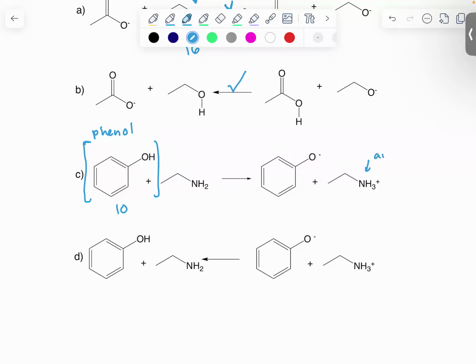It is an amine. What kind of amine? It is a protonated amine. What is the pKa of a protonated amine? 10.6. What is the difference between our two pKa's? 0.6. So, what direction is thermodynamically favorable? The way it's drawn, yes. Any other options? Yes, both of them work because the difference is not very large.